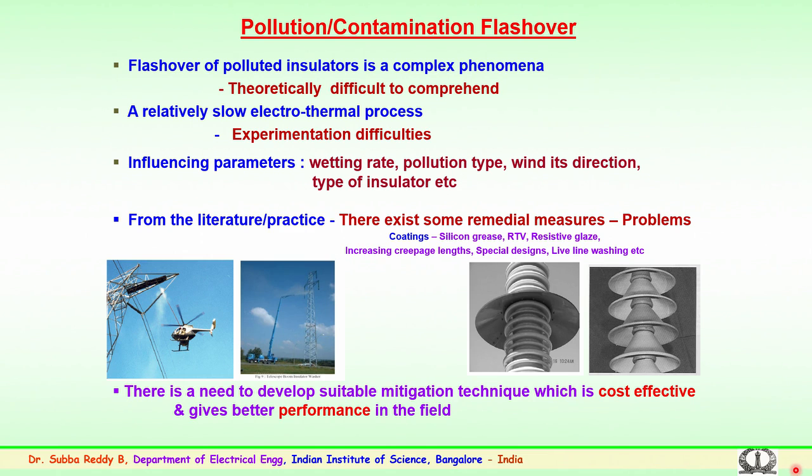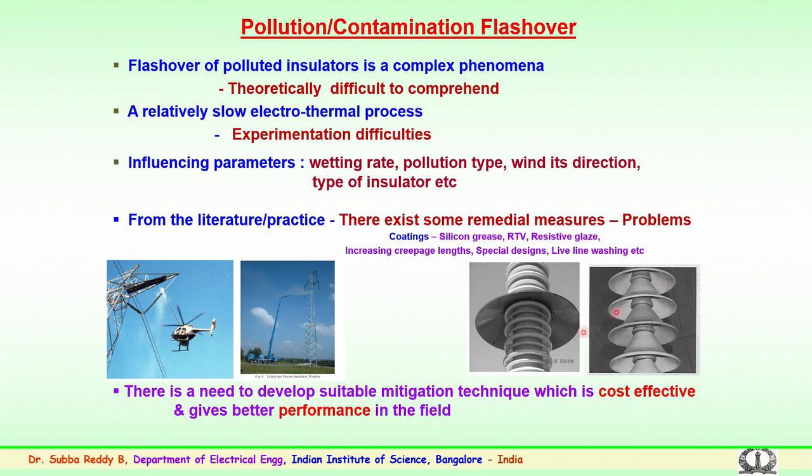It is also mentioned earlier that it is a relatively very slow electrothermal process. When it could happen is totally unpredictable. It could happen over a period of a few hours or much more than that. So, that is one of the reasons the process is electrothermal in nature, involving both temperature and electrical stress. So, exact simulation in the laboratory is also equally difficult. Experimentation is also difficult in simulating the actual condition.